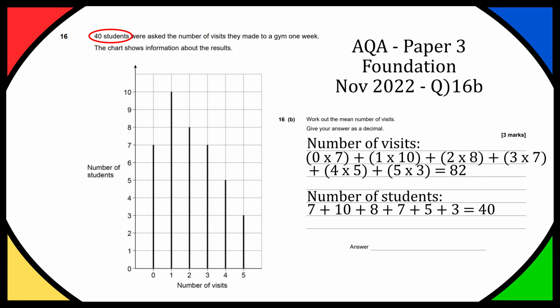So the mean, like I said, which is pretty much the average, we just take the number of visits divided by the number of students. So it's going to be 82 divided by 40, which is going to be equal to 2.05, and it asks us to give it as a decimal, so it's going to be 2.05. And what we're basically doing here is just finding the average number of visits per student for the week. So on average, a student visited 2.05 times. Obviously, it wasn't 2.05 visits for each student, but this is the mean or the average.